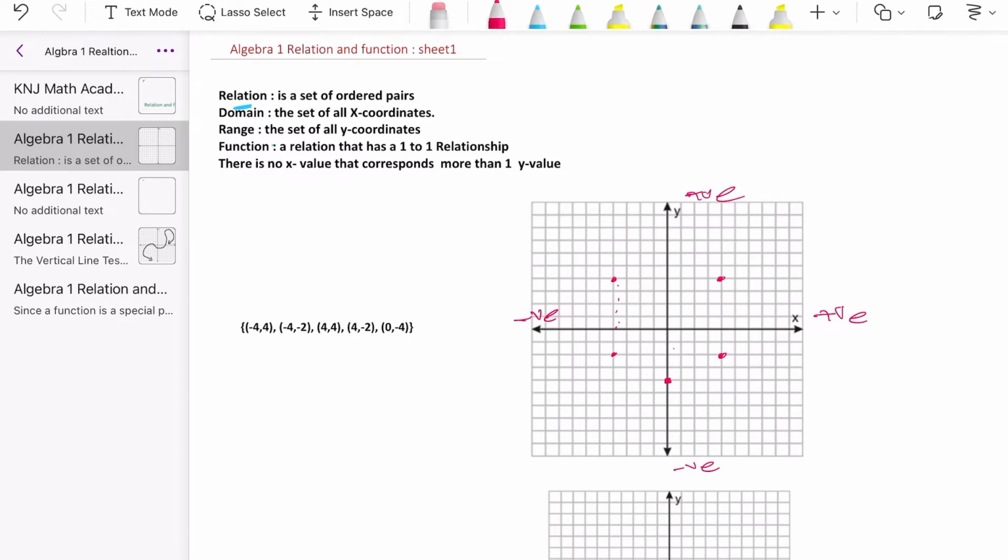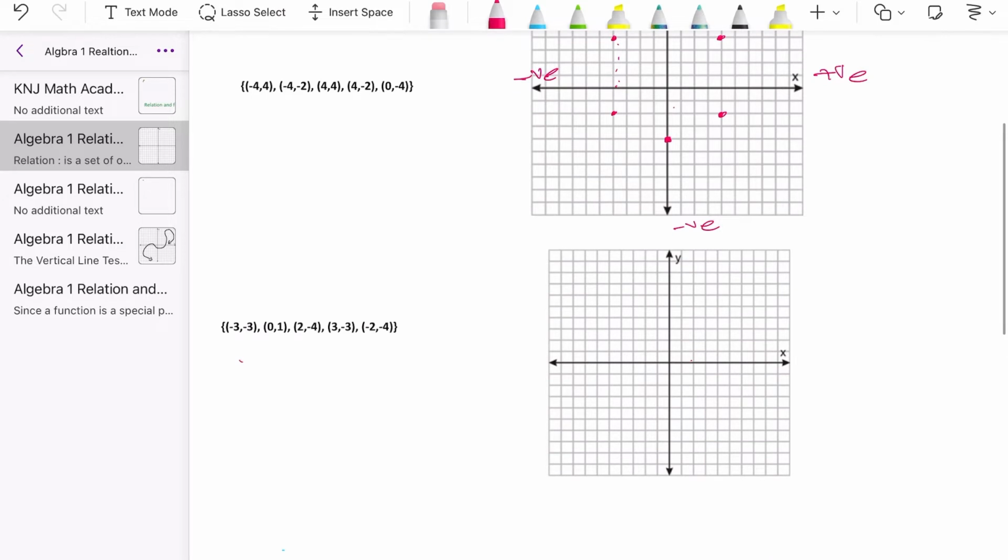Okay, I can also very quick try to draw for the next example minus 3 and minus 3, so it will be somewhere 3 to the left, 3 down, 0 and 1 will be over here, 2 minus 4 is 2 to the right and 4 down, 3 and minus 3, so 3 right and 3 down, minus 2 and minus 4 will be somewhere here.